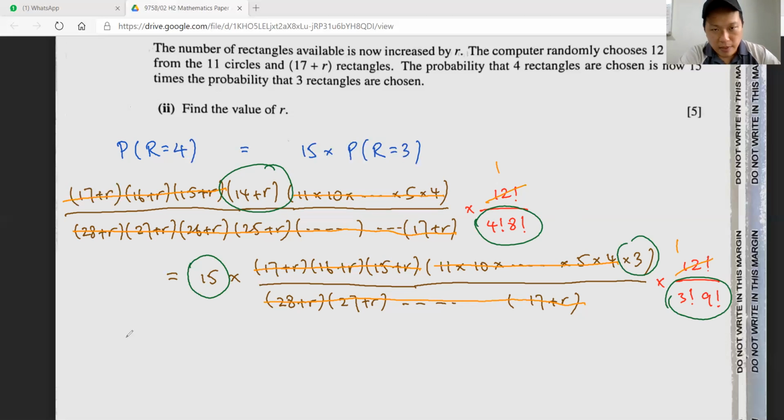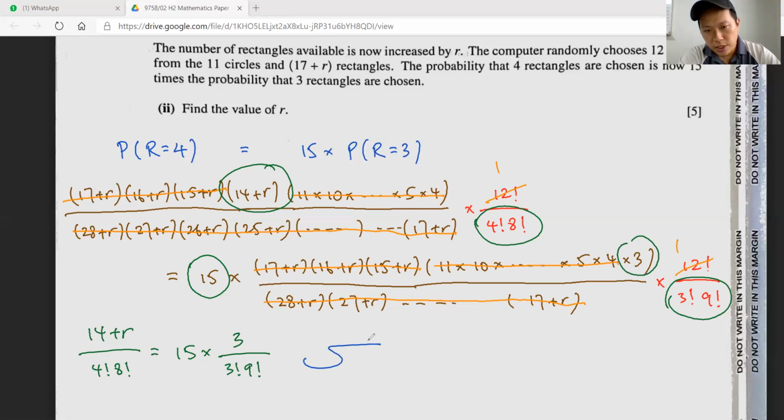So now let's do this: 14 plus r over 4 factorial, 8 factorial equals 15 times 3 over 3 factorial, 9 factorial. If you want to simplify a bit, you also can. If not, you press the calculator. You can cancel: 8 factorial and 9 factorial cancel, just becomes 9. 3 factorial and 4 factorial cancel, just becomes 4. If you understand what I mean, good. If not, just press the calculator. It doesn't stop you from getting r equals 6.